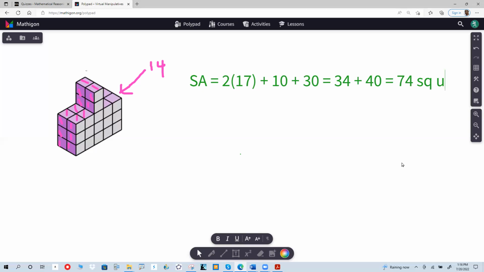Another tip would be to take the picture to Mathigon Polypad. This is a free software, and you can draw on your screen. Does that make sense? That's a good idea. Take the picture from the screen and put it in Mathigon Polypad. As long as you have internet, you can write on it and keep track.